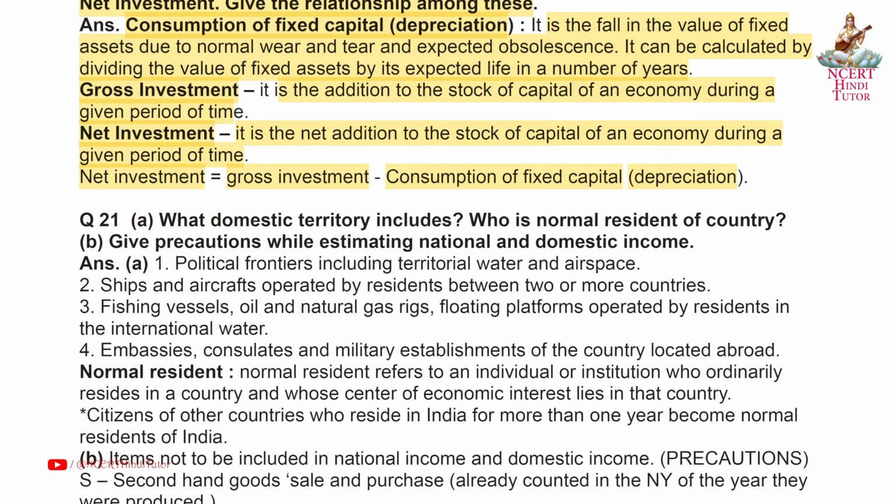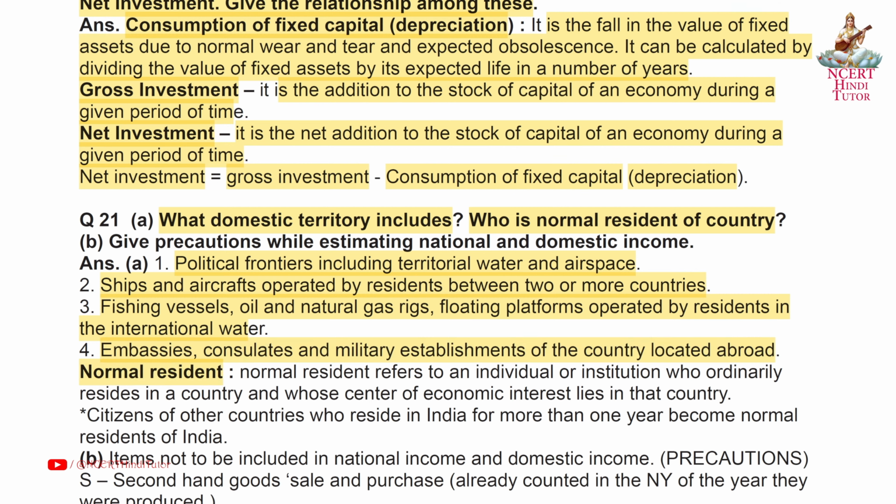Question 21a. What does domestic territory include? Who is a normal resident of a country? Answer. Political frontiers including territorial water and airspace; ships and aircraft operated by residents between two or more countries; fishing vessels, oil and natural gas rigs, and floating platforms operated by residents in international water; and fourth, embassies, consulates and military establishments of the country located abroad.